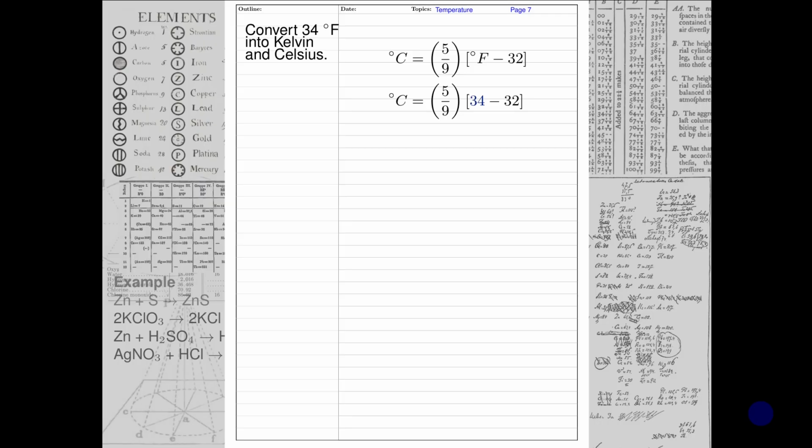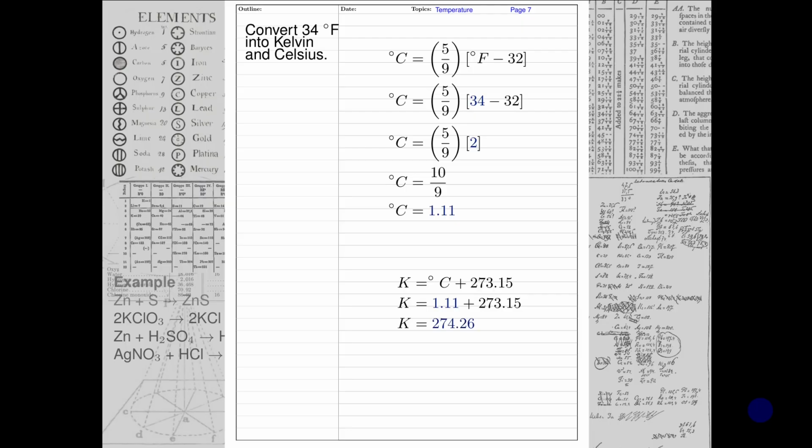Following the order of operations, we can simplify what's inside the parentheses. So 34 minus 32 equals 2. So now we have 5/9 times 2. That equals 10 over 9. And if we convert that into a decimal, we get 1.11 degrees Celsius. Now to convert to Kelvin, we use the formula the temperature in Kelvin equals the temperature in Celsius plus 273.15. And we substitute the Celsius value that we just determined of 1.11, and we add that to 273, so our answer in Kelvin is 274.26.